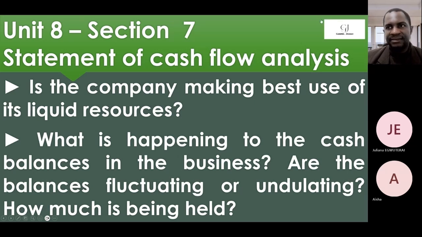Is the company making best use of its liquid resources, that is current assets? What is happening to the cash balances in the business? So your cash and cash equivalent is supposed to marry with the closing balance of your SCF. So are the balances fluctuating or undiluting, meaning how much is being held at a particular time? If the business is cash driven, like banks where they need cash always, is the cash sufficient or is it fluctuating? That's what it means by undiluting. So what is happening to the cash balances in the business? The cash flow statement will bring this out clearly, depending on the business, industry, or sector.